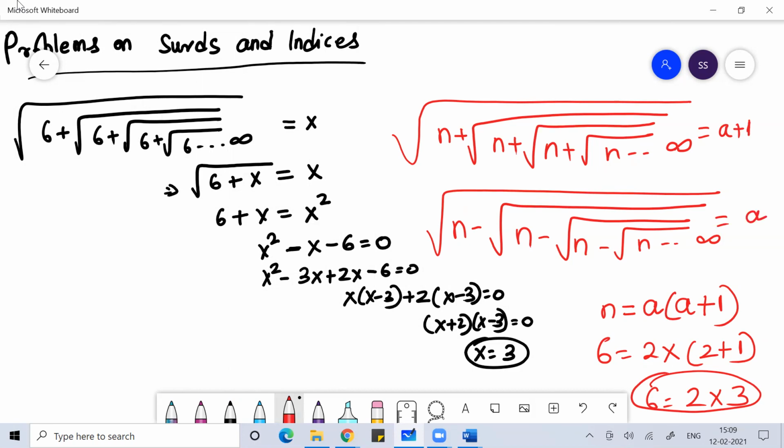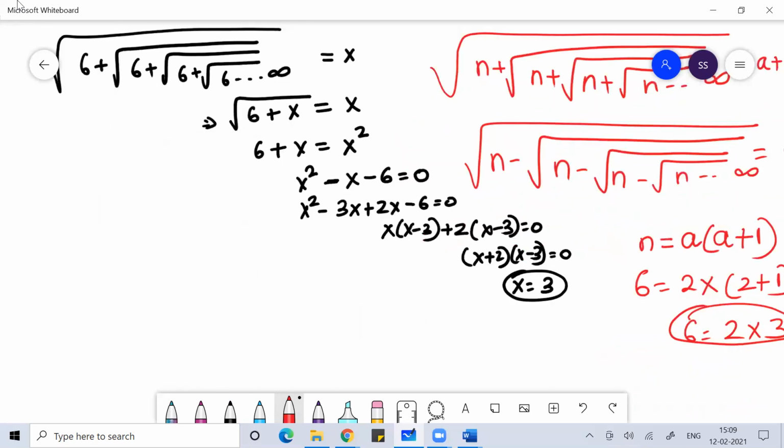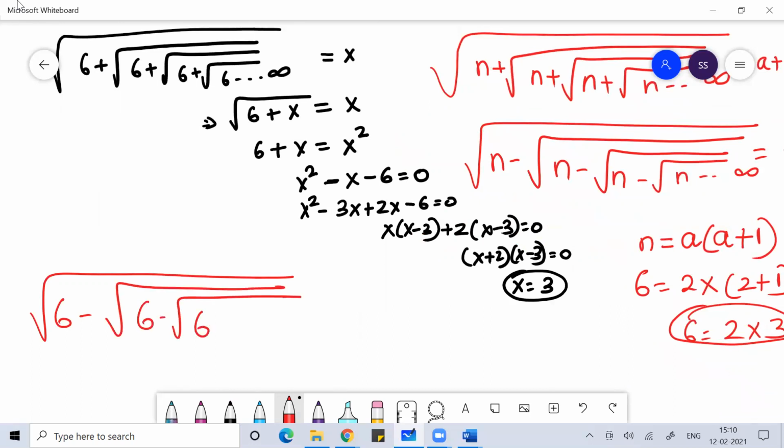Simple. So tomorrow, if you get this question, you don't have to waste your time solving it through a quadratic equation. It will be very easy if you break 6 as 2 into 3. Because this is root 6 plus root 6 plus root 6 till infinity, the answer is 3. Otherwise, if I had asked root 6 minus root 6 minus root 6 minus root 6 like this till infinity, then the answer would be 2. Clear, everyone?